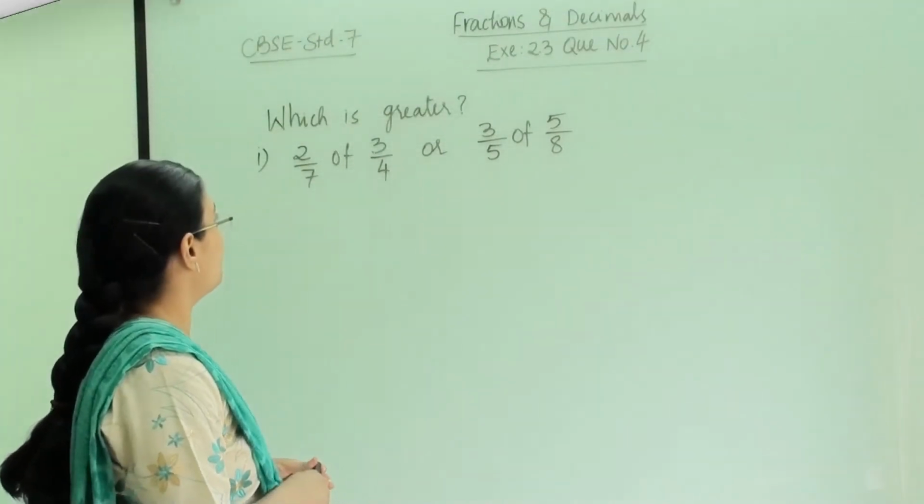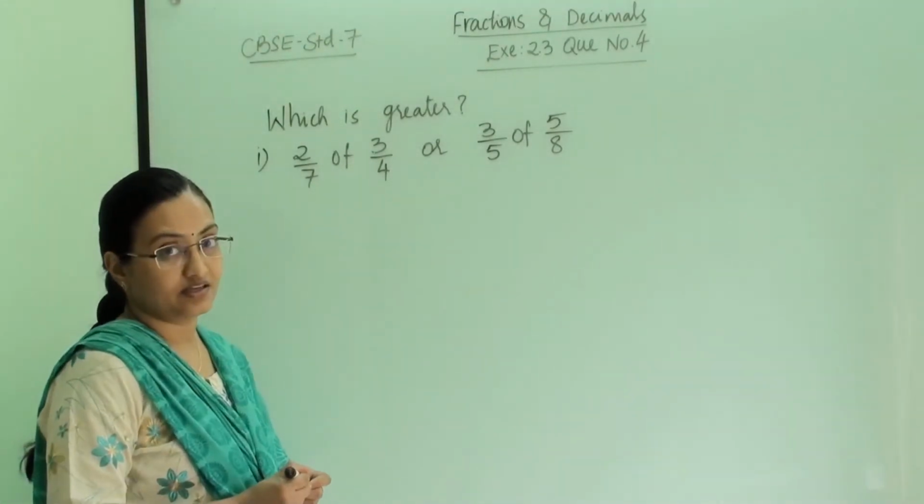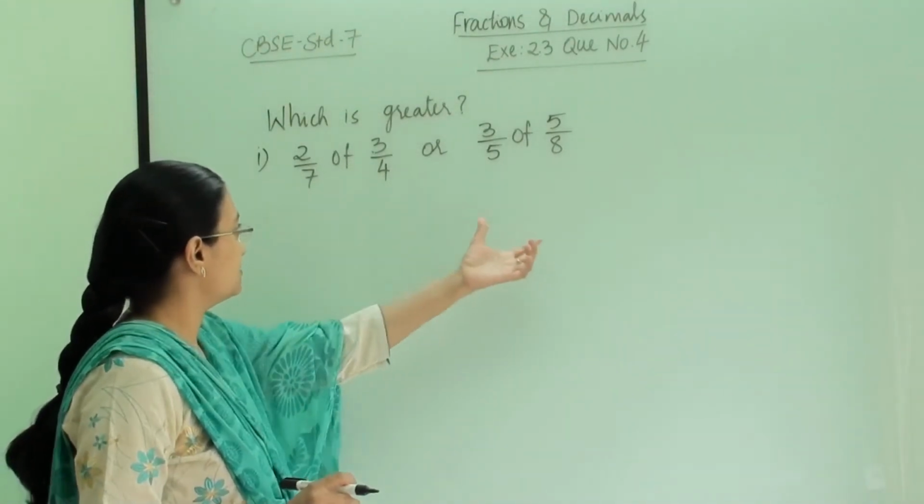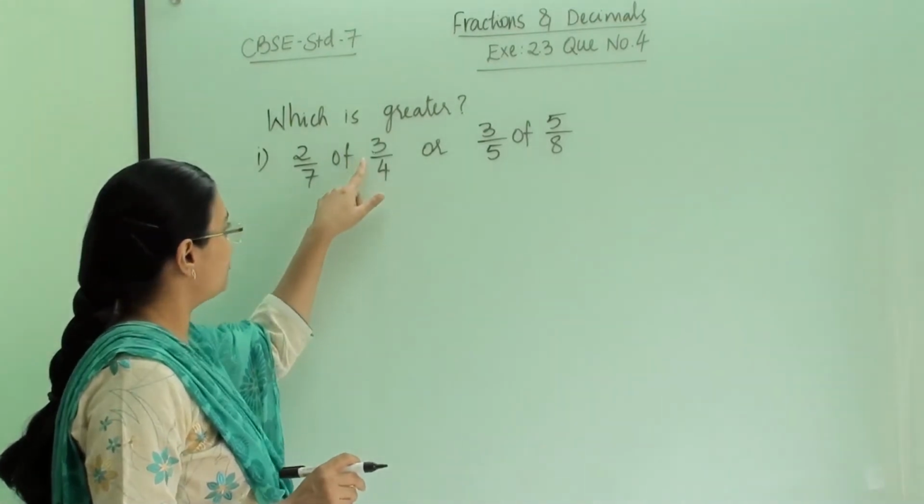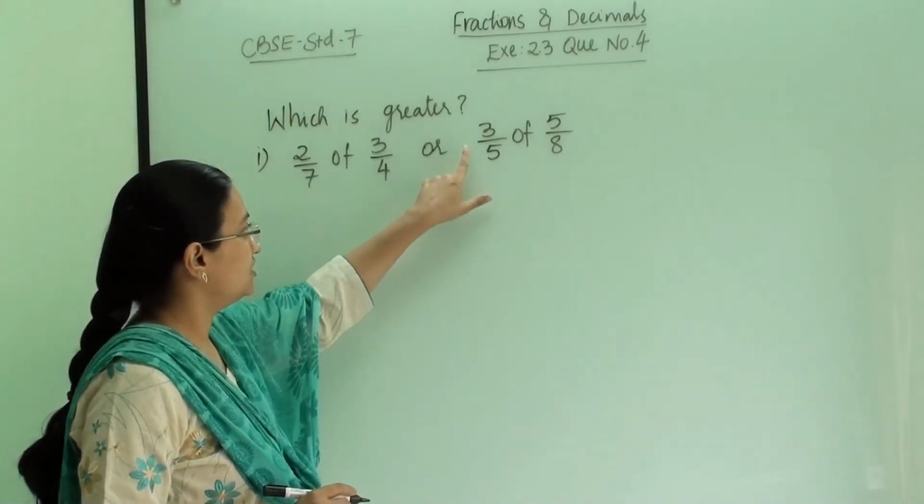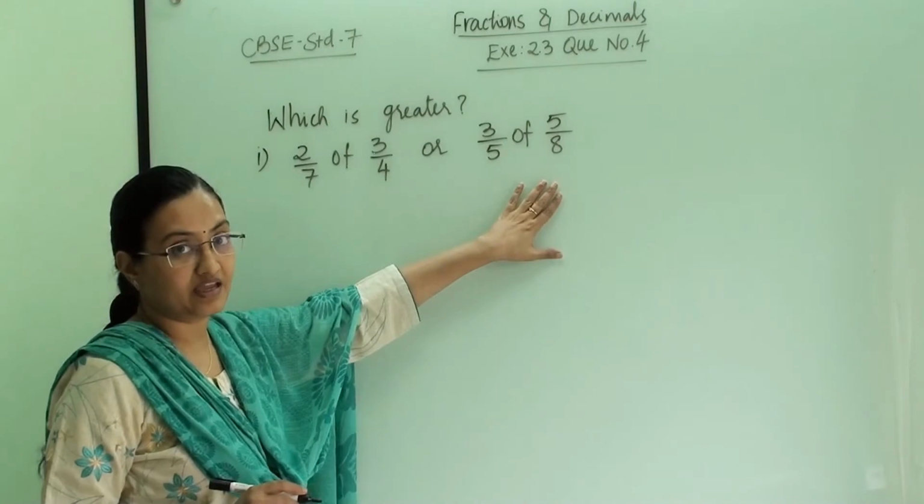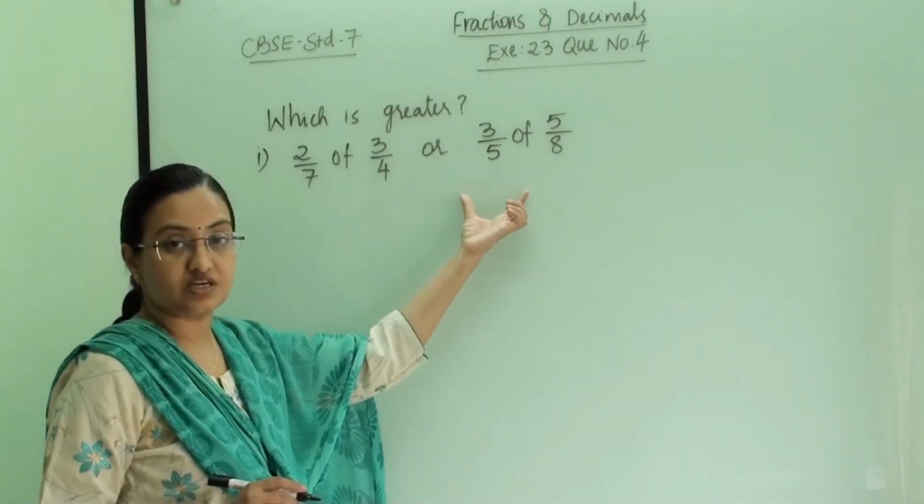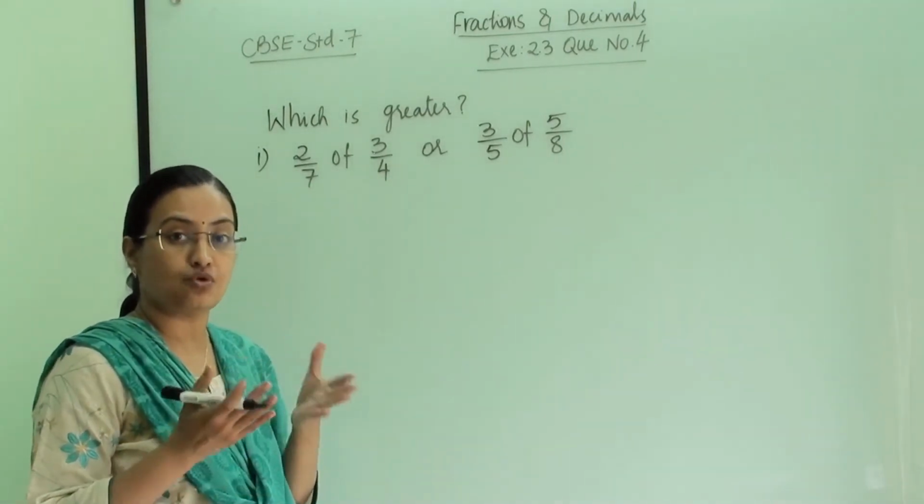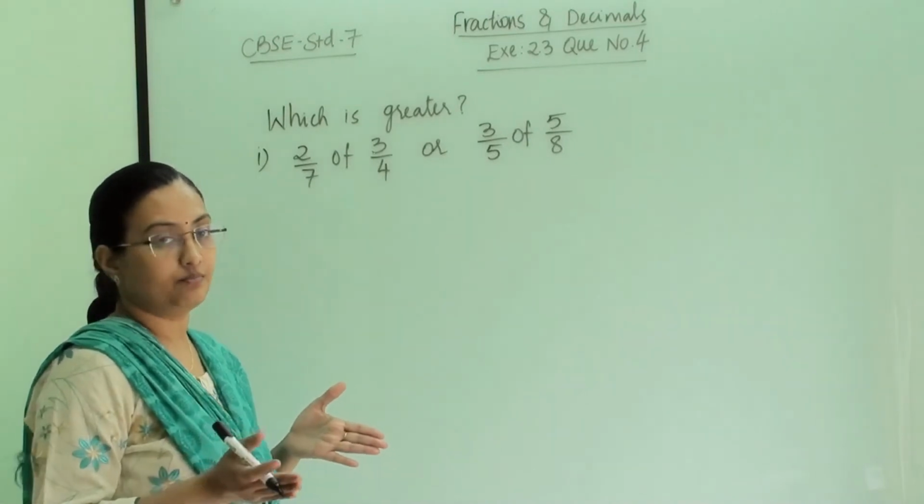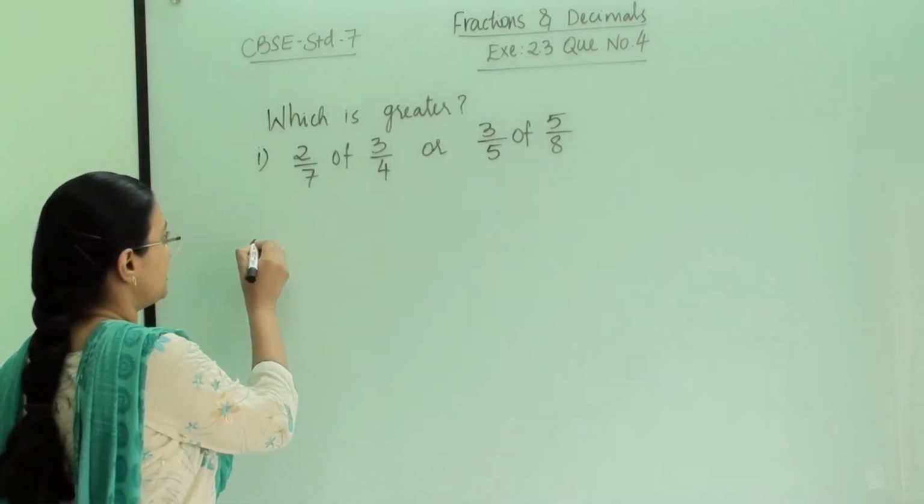So the question number 4 says, which is greater? And they have given us two different terms, that 2 by 7 of 3 by 4 or 3 by 5 of 5 by 8. So here two different terms are there. Those terms we have to solve first and then we will compare. So let us start solving them first.